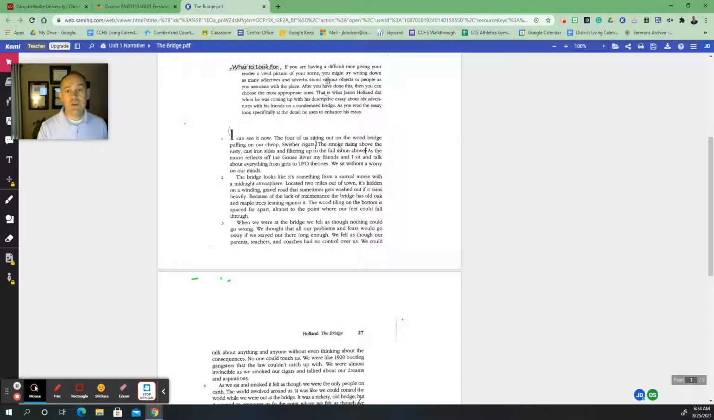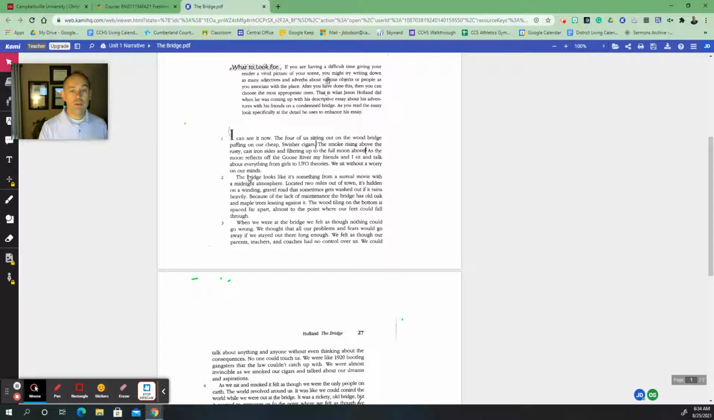The 4 of us sitting out on the wood bridge puffing on our cheap Swisher cigars. The smoke rising above the rusty cast iron sides and filtering up to the full moon above. As the moon reflects off the Goose River, my friends and I sit and talk about everything from girls to UFO theories. We sit without a worry on our minds.